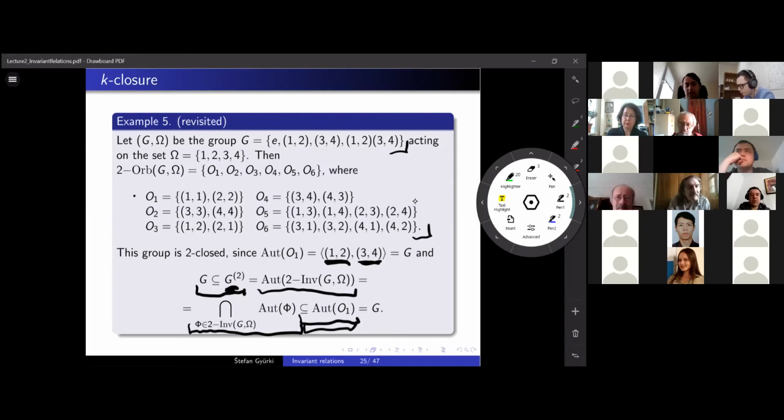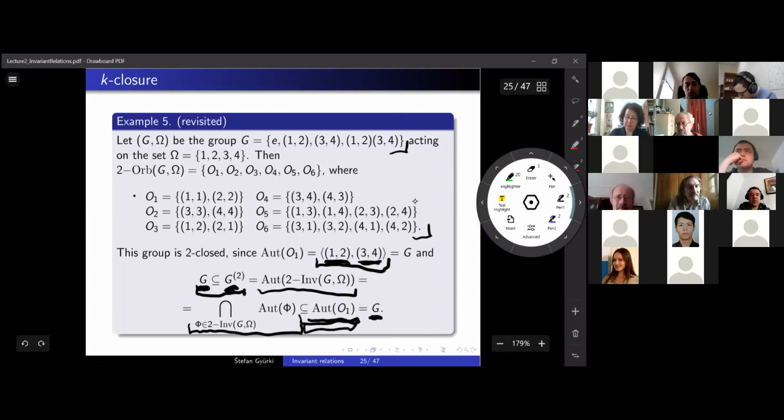So now I am coming to an end, because of course the full group G preserves all the two-invariant relations, but I obtained that I have a two-orbit or a two-invariant relation of the group G which contains only the elements of G. So this means that the two-closure has to be G.